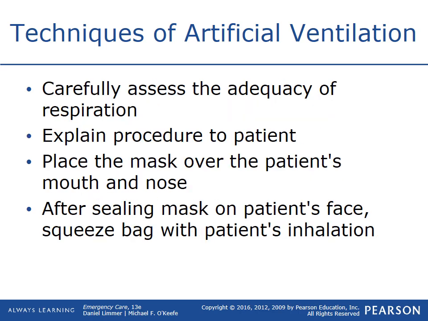Carefully assess the adequacy of the respiration. Explain the procedure to the patient if they are somewhat alert. If they're breathing 34 times a minute, you want to help them to breathe by giving them a little bit more depth. So you're going to put that bag valve mask on them and try to ventilate them when they breathe in. So explain this to them. Talk to them. This is going to freak them out a little bit. Place the mask over the patient's mouth and nose. When you seal the mask on the patient's face, squeeze the bag when the patient inhales.